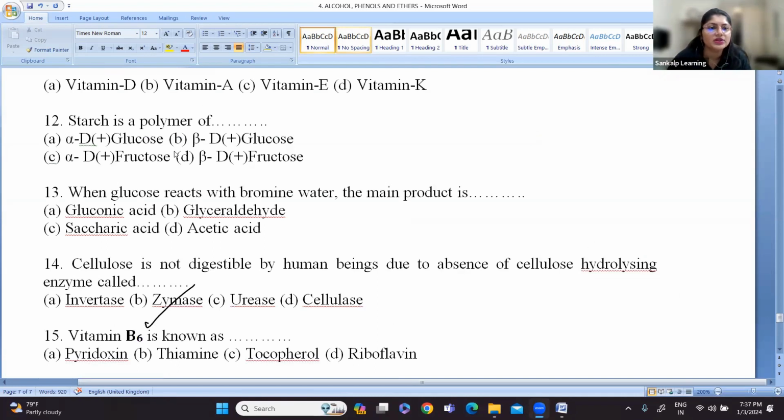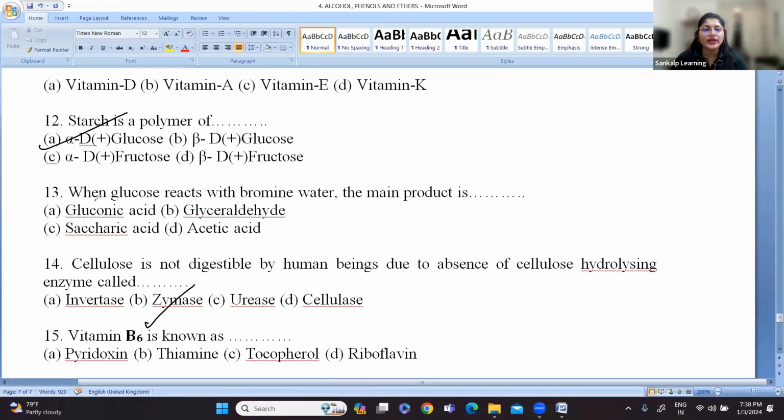Okay, starch is a polymer of what? Options: A, alpha D glucose, B, beta D glucose, C, alpha D fructose, and D, beta D fructose. Yes, it is made up of alpha D glucose. Remember this: starch is a polymer of glucose. It consists of amylose and amylopectin. So starch is made up of alpha D glucose.